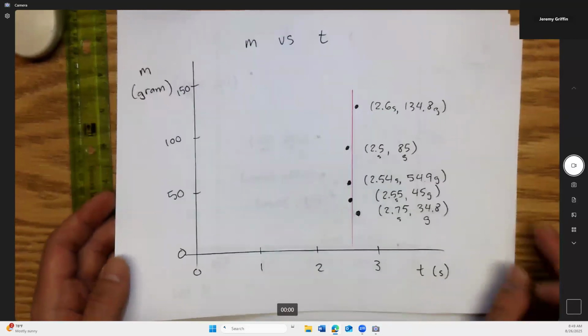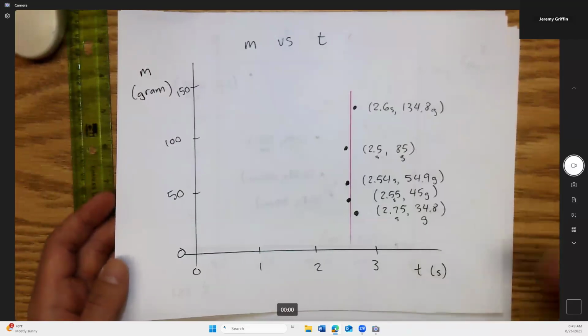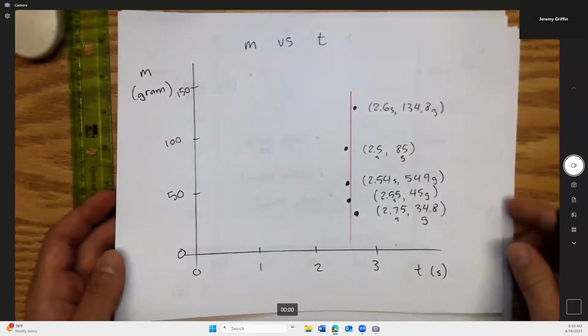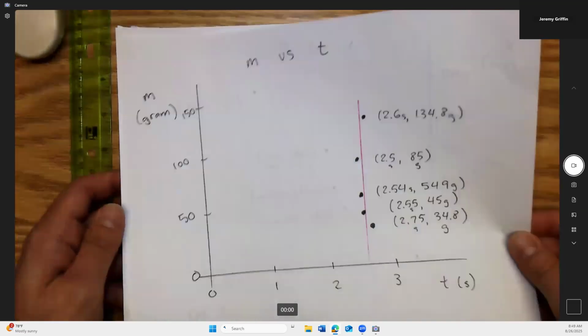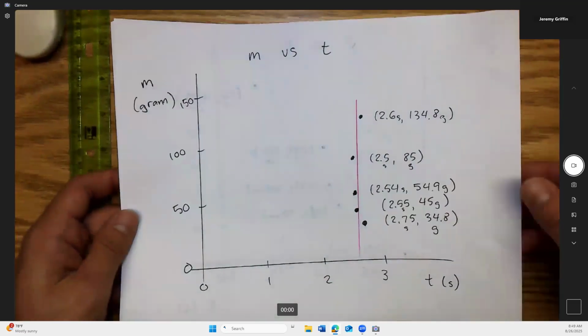Okay. Guys, what did that mean? That meant, how does mass enter into these equations? It doesn't matter. Yeah, it doesn't matter. You can say there's no relationship between mass and rolling time. So the mass is actually not going to be part of these kinematic equations.